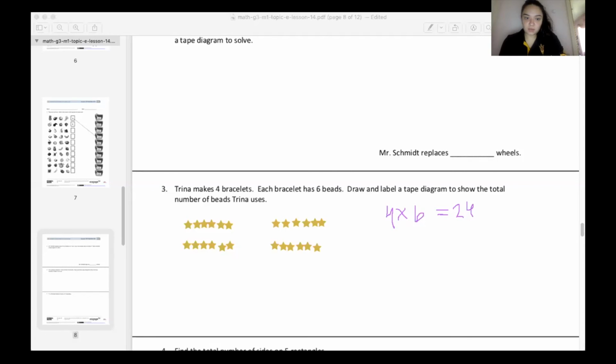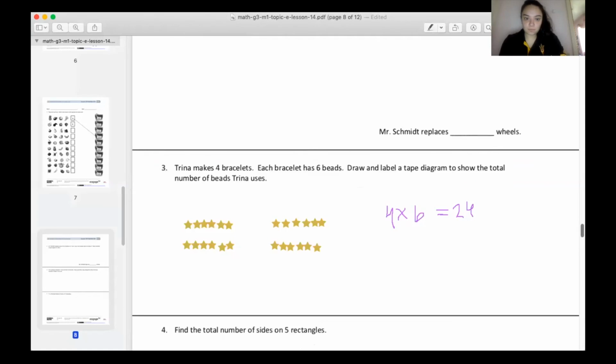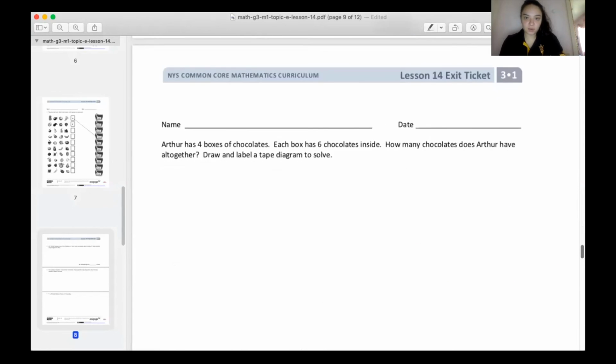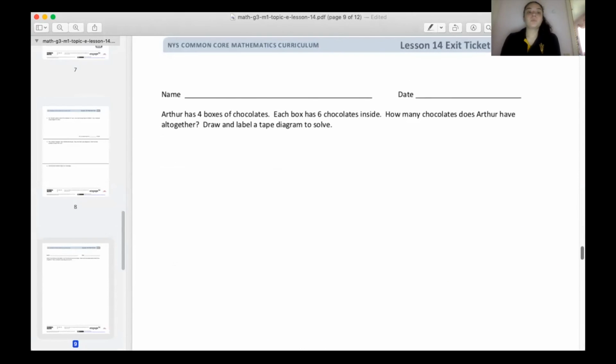So it says, if I can move the screen down. We're going to skip number 4 because I didn't teach that, and we're going to skip to the exit ticket. Arthur has 4 boxes of chocolates, and each box has 6 different chocolates inside. So how many chocolates does Arthur have altogether? Seems very similar to that last problem we just had. So I'm going to use hearts for chocolates because sometimes I like eating the heart-shaped chocolates.